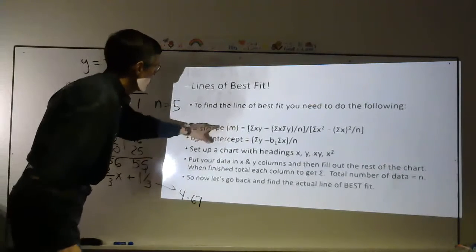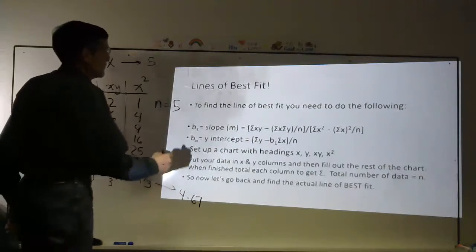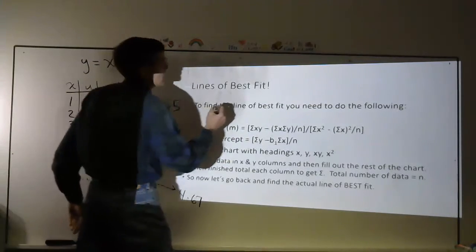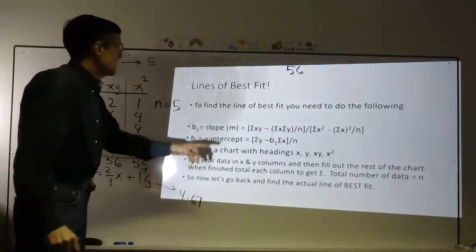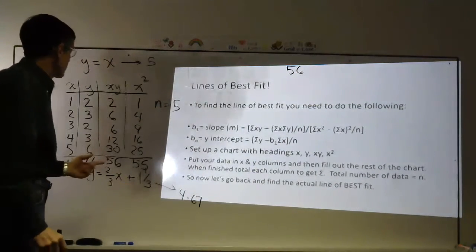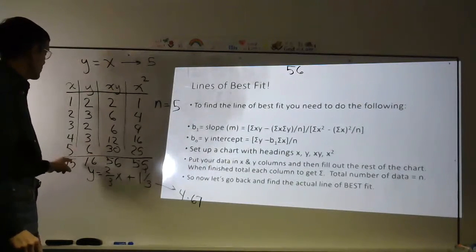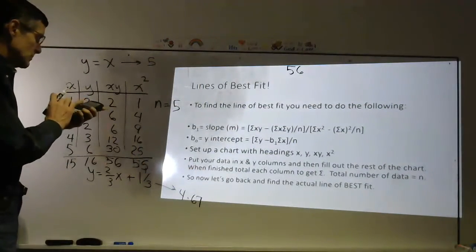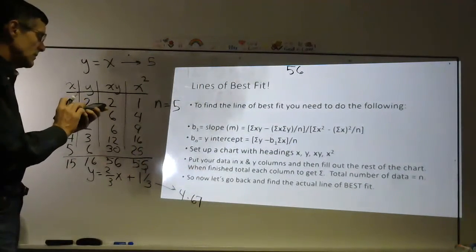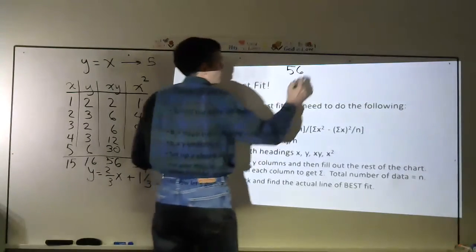The summation, to get the slope first, the summation of the XY column is 56. So where can I do that? Let's do 56 here, okay? Minus the summation of the x's times the summation of the y's. So the summation of the x's times the summation of the y's is 15 times 16, which I ought to know in my head, but I don't. 15 times 16 is 240 right here. So it's minus 240.